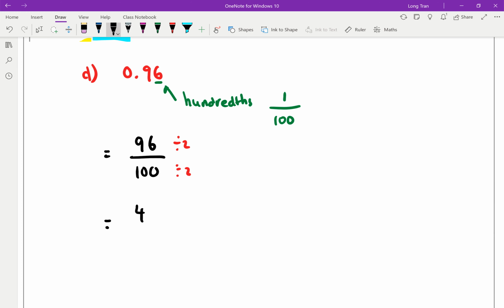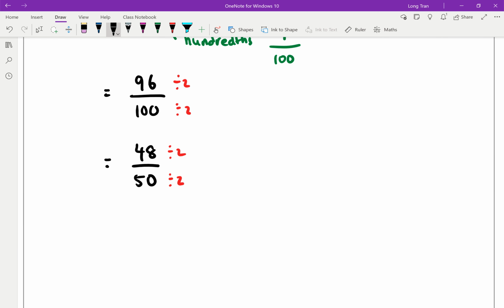48. Half of 100? 50. And we can both see again, it's still even. So let's do it again. Divided by 2. Divided by 2. You can do this as many times until you get the fraction as small as possible.